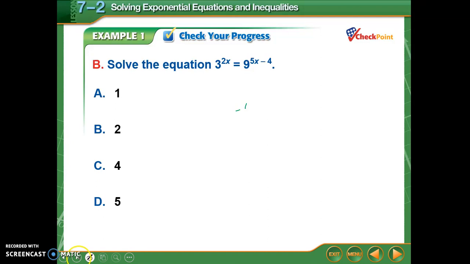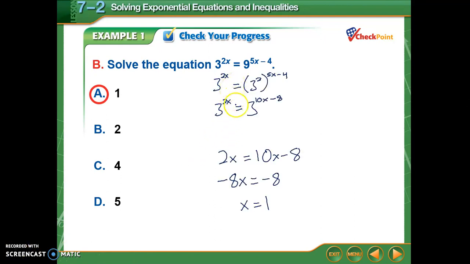Okay, now I want you to try this one. Okay, the answer to this equation should be A, which is x equals 1. And here's the work for how we got there. So in this case, I need to have both sides with a base of 3. 9 can be rewritten as 3 squared. Distribute that 2 times 5x minus 4. So I get 2x equals 10x minus 8. Subtract 10x from both sides and then divide by negative 8, and we get x equals 1.